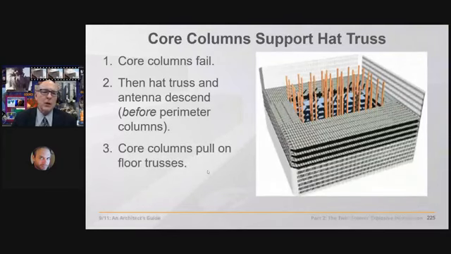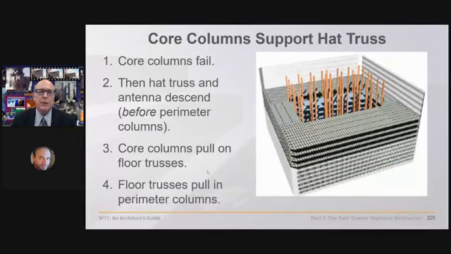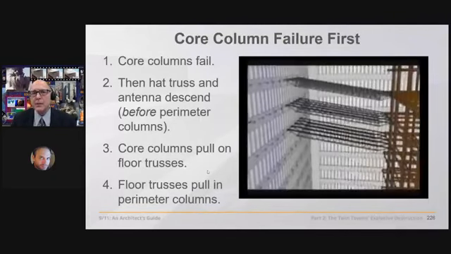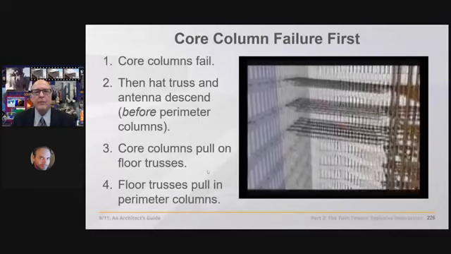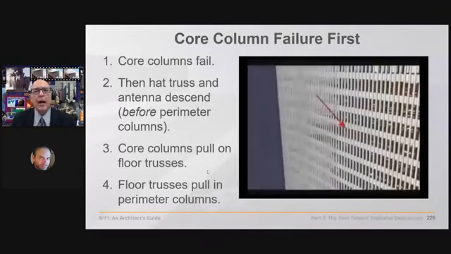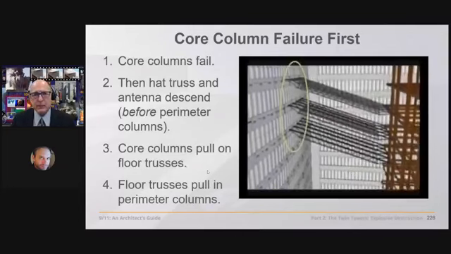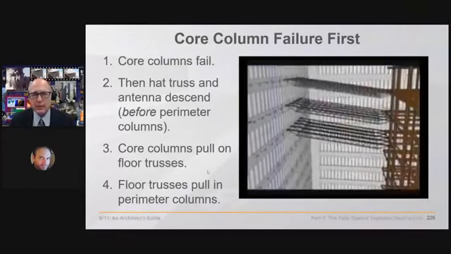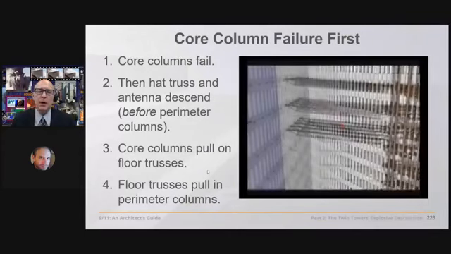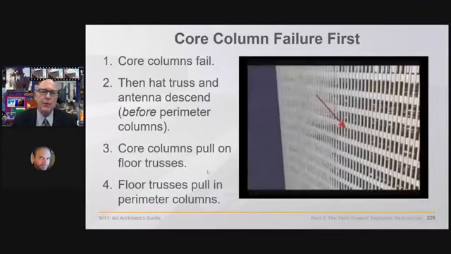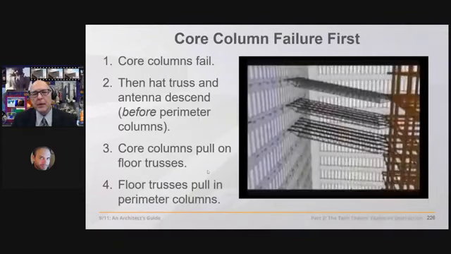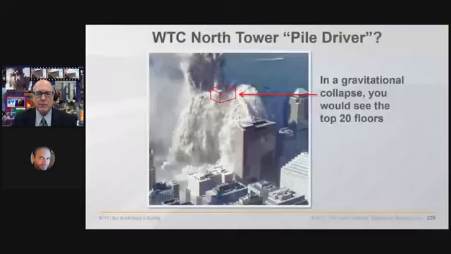So the question is, what's pulling on the perimeter columns? Well, excuse me, on the floors to get the perimeter columns to pull in? Well, if the core columns are sacrificed a second early, then they pull on the lightweight steel trusses, and then that pulls on the perimeter columns. So that becomes a rational reason why these perimeter columns are pulling in, although this particular animation is not perfectly showing the perimeter columns bowing inward.